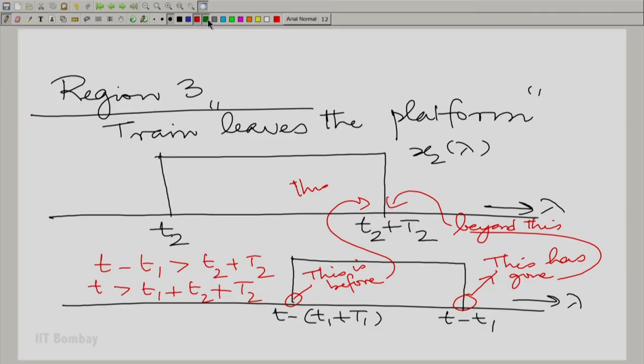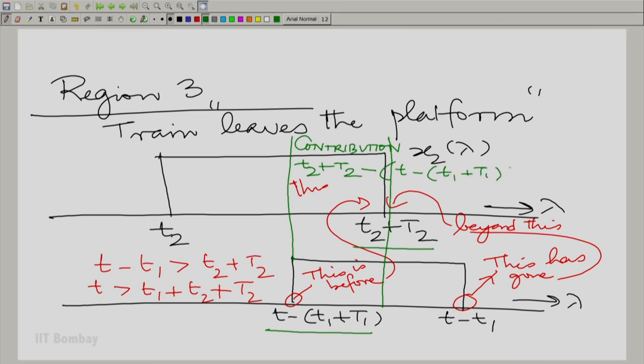So, let us write down the inequality completely. And well, on the same graph, before we write down the region of time, let us identify how much convolution is contributed there. So, let's mark that region in green. This is the region contributed by the convolution. How much is this contribution? It goes from T2 plus capital T2 to T minus T1 plus capital T1. So, it is essentially 1 into 1 integrated over that length. So, T2 plus capital T2 minus T minus T1 plus capital T1, which is of course equal to T2 plus T1 plus capital T2 minus t.